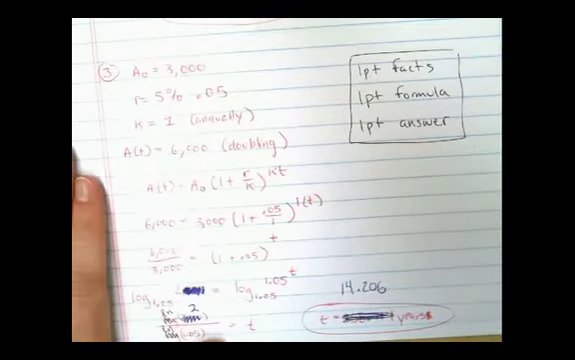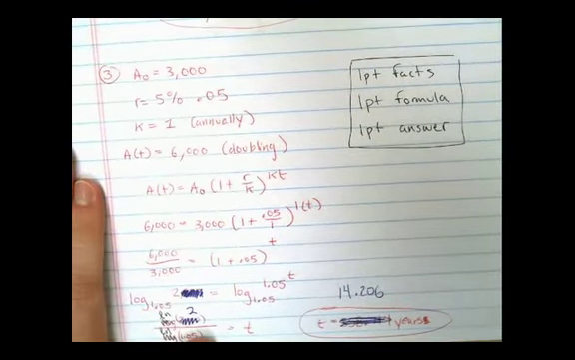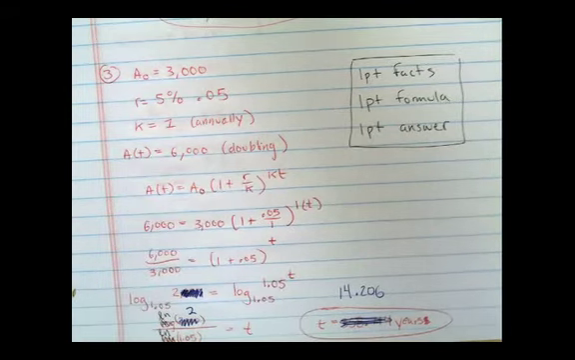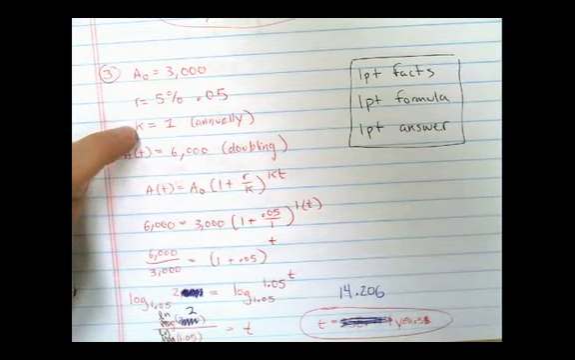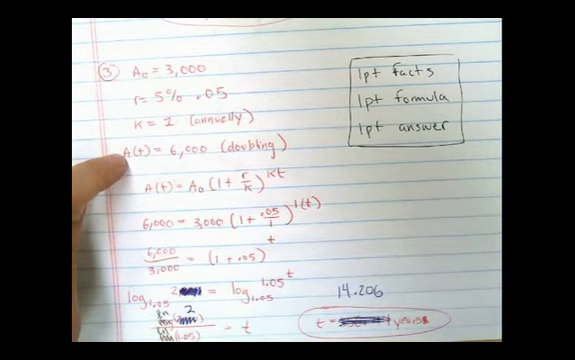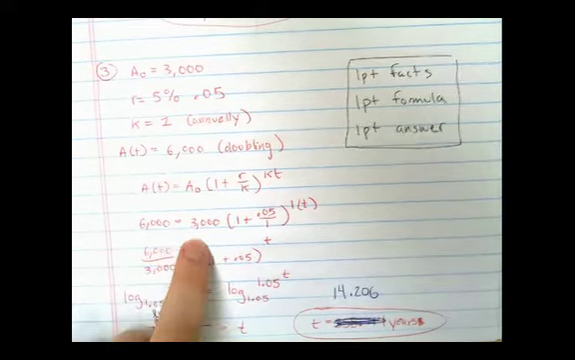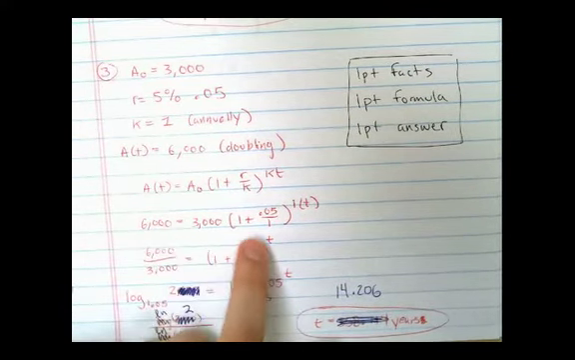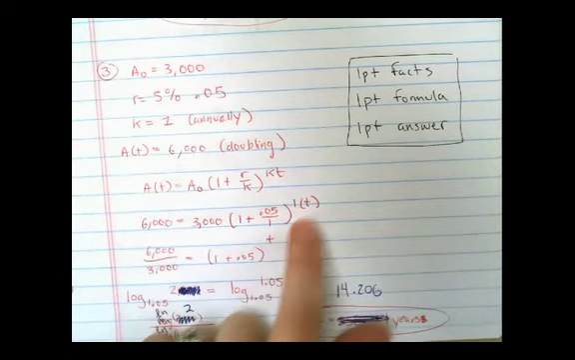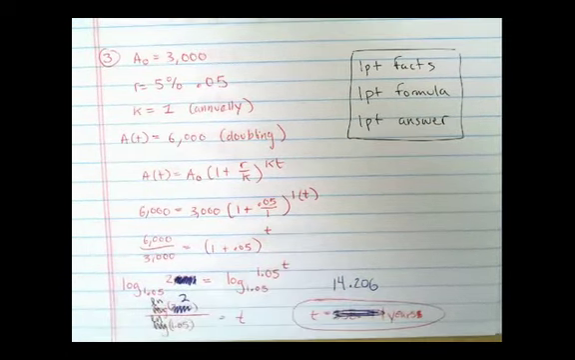And then question number 3, same thing. I'm going to give you 3 points for this one, facts, formula, and answer. So here's all the facts. $3,000 initially, 5% interest, annually is a k value of 1. You're doubling it to 6,000. So you're going to set it up like this. 6,000 equals 3,000 times 1 plus 0.05 divided by 1 to the 1t power. And then you'll do all your solving.